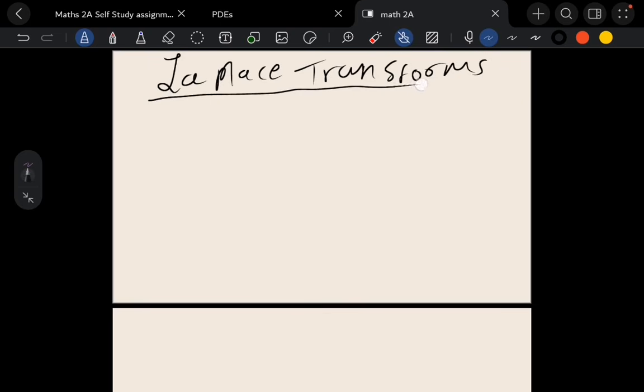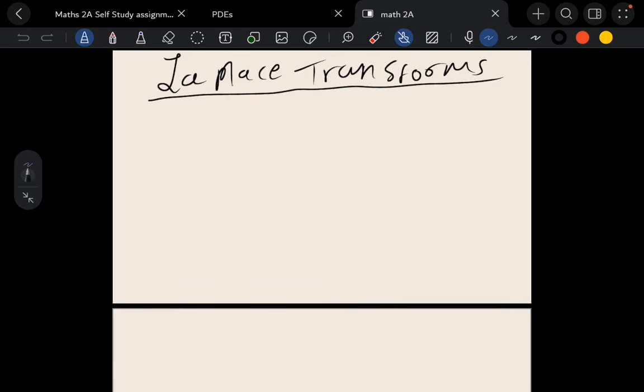Today, we are starting a new course in solving differential equations, of course. This is Engineering Mathematics 2A, and today we are looking at something called the Laplace Transform.